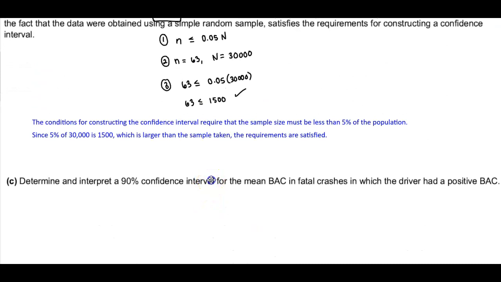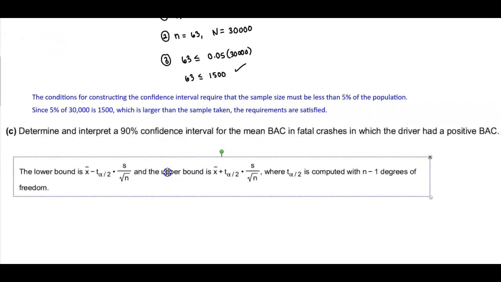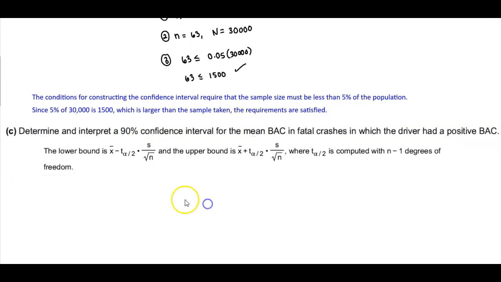Okay, next we want to determine and interpret a 90% confidence interval for the mean BAC in fatal crashes in which the driver had a positive BAC. So in order to find the confidence interval, recall that the lower bound is equal to the sample mean minus the critical value of t times the sample standard deviation over the square root of n, and the upper bound is taking the same thing, only we're adding that value. And it's computed with n minus 1 degrees of freedom.